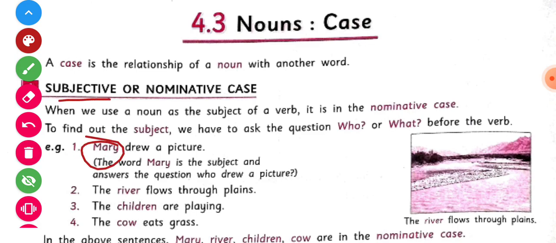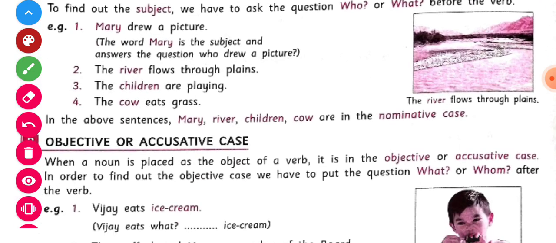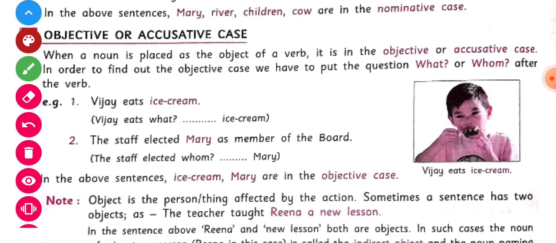Now let's learn about the objective case. We call it the objective or accusative case. When a noun is used as the object of a verb, it is in the objective or accusative case. In order to find the object, we ask the question what or whom, and the answered word is in the objective case.